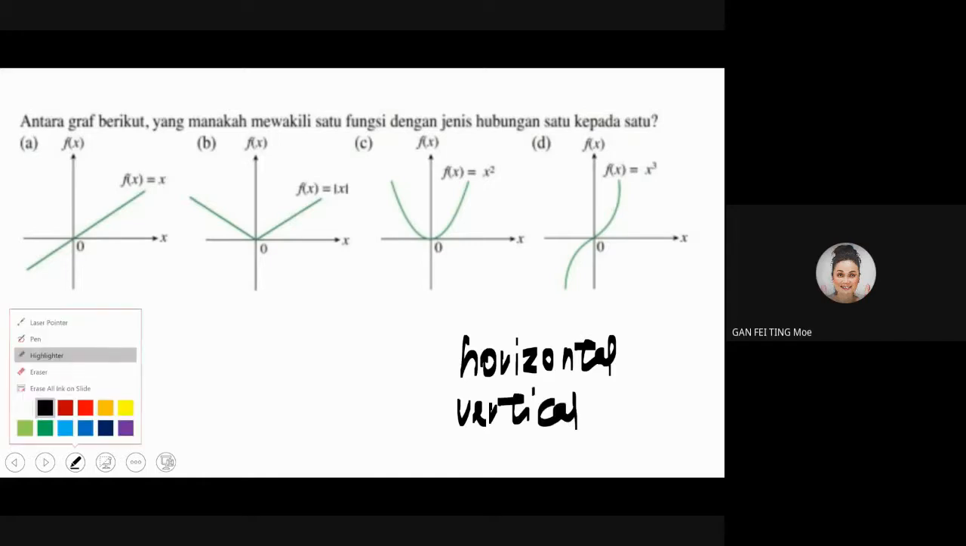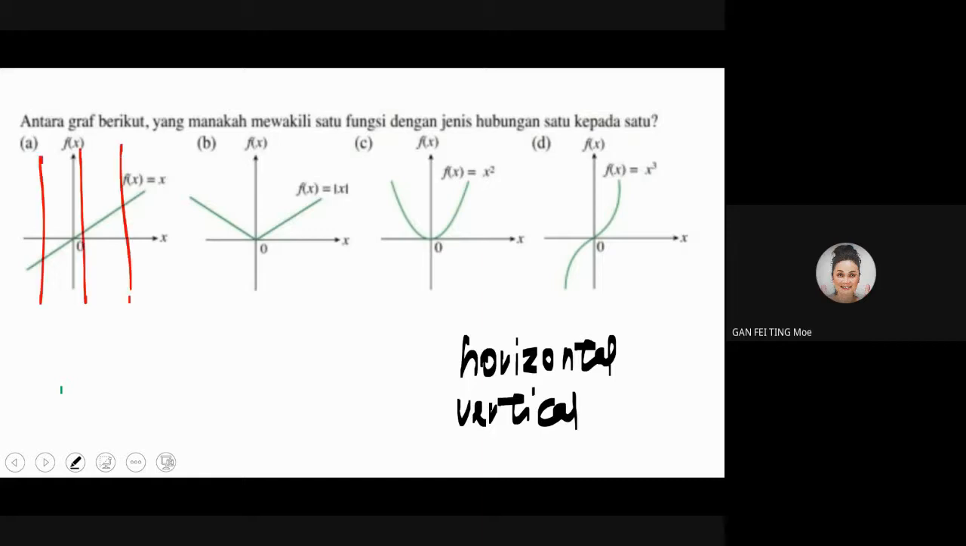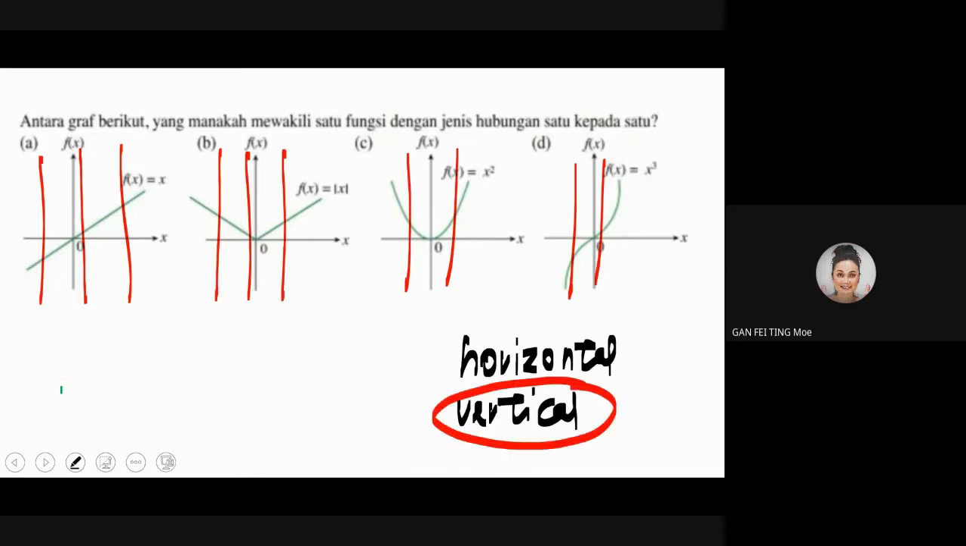What is the vertical line test? A vertical line is a line that is parallel with the y-axis. If you refer to my screen now, you will see the red line, my vertical line, is in red color. It intersects the graph, which is green color, at one point.